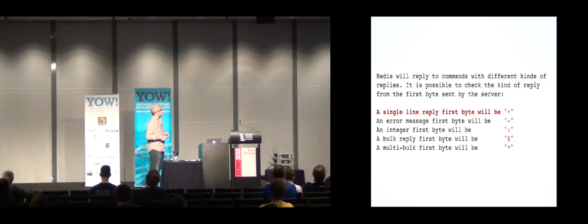But there's a commonality here, and we'll walk through it first. A single line reply starts with a plus. There's nothing else that follows, just one line. An error message has a minus. An integer reply has a colon. A bulk reply, which means there'll be several responses, has a dollar sign. And there's another thing that Redis defines called a multi-bulk response, which we're going to completely ignore for the purpose of this talk, that starts with an asterisk.